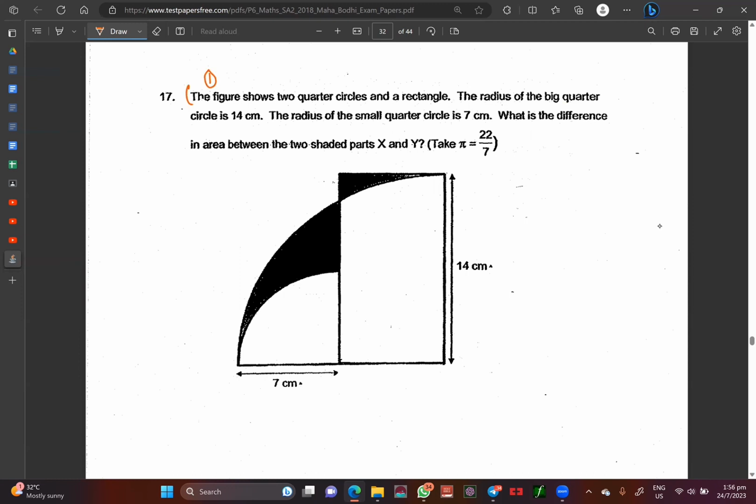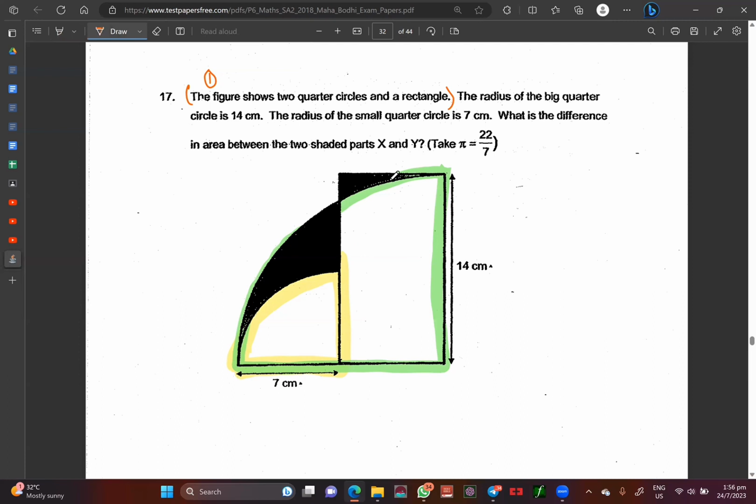The figure below shows two quarter circles and a rectangle, so you have to know which are the two quarter circles. So this is the first big quarter circle. You might want to sketch it out. And of course, we can see that the smaller one is whatever that is over here in yellow color. So the first thing you want to do is write down all of the measurements.